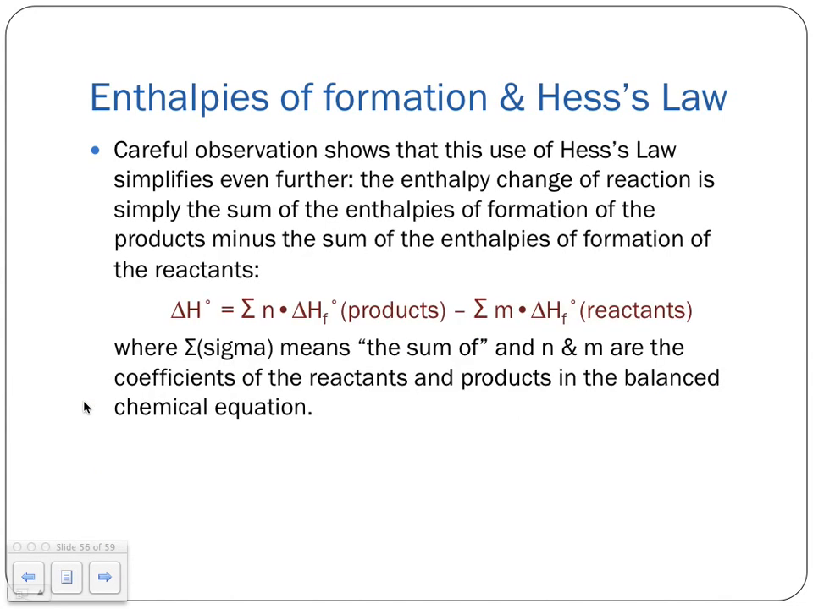So it actually goes even farther than that. If we look very carefully, we can see if we use Hess's law this way, it simplifies even further, which is a great thing. So it turns out that the enthalpy change of reaction is simply the sum of the enthalpies of formation of the products minus the sum of the enthalpies of formation of the reactants.